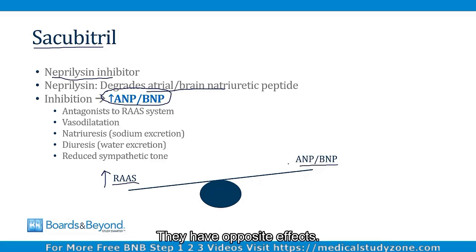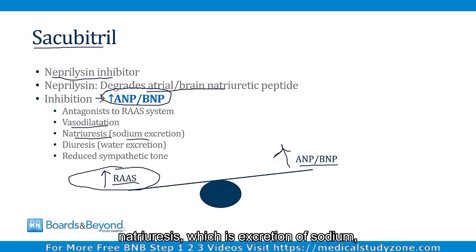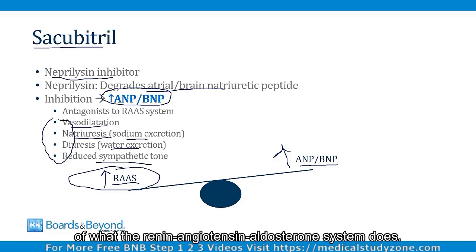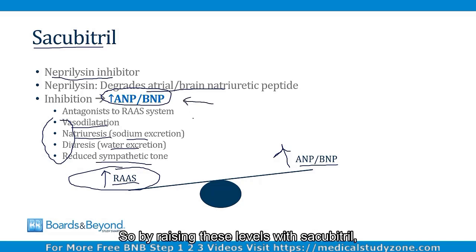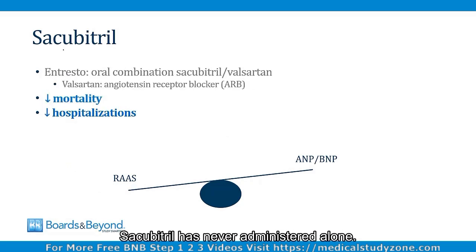They have opposite effects. So if you raise the levels of ANP and BNP, you counteract the deleterious effects of overactivation of the RAS. So some of the effects of ANP and BNP are vasodilation, natriuresis, which is excretion of sodium, also water excretion, which is diuresis, and reduced sympathetic tone. And all of these things are the opposite of what the renin-angiotensin-aldosterone system does. So by raising these levels with sacubitril, you boost these effects, and that's beneficial in patients with heart failure. Sacubitril is never administered alone. It's always administered as a combination medicine called Entresto.